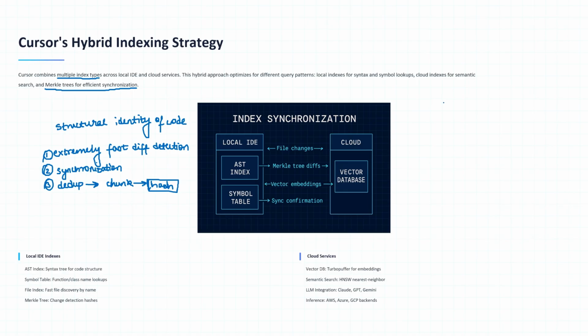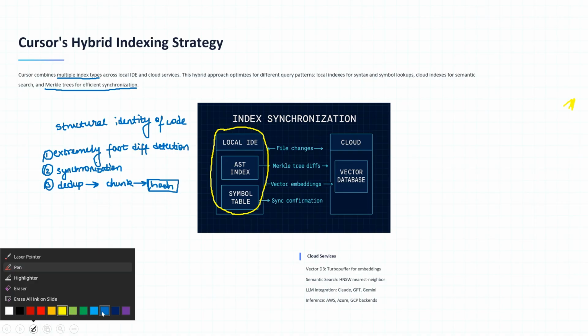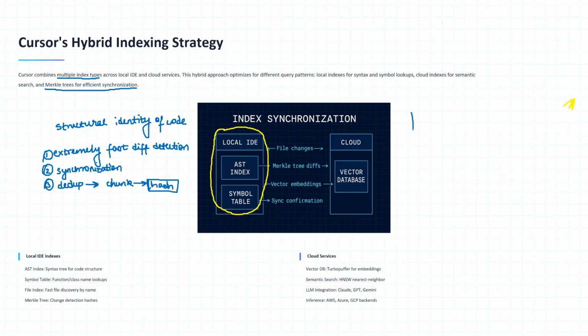Now that we know that Cursor uses multiple index types, let us understand how exactly a code base is indexed by Cursor. There are two parts to it. One is on the local IDE end, and the second is on the cloud. On the local IDE, this section of the picture represents how a code base is analyzed and, more specifically, how it is indexed. Let's say we have this source code. Now let's say this is written in Java, since Java is my favorite language.